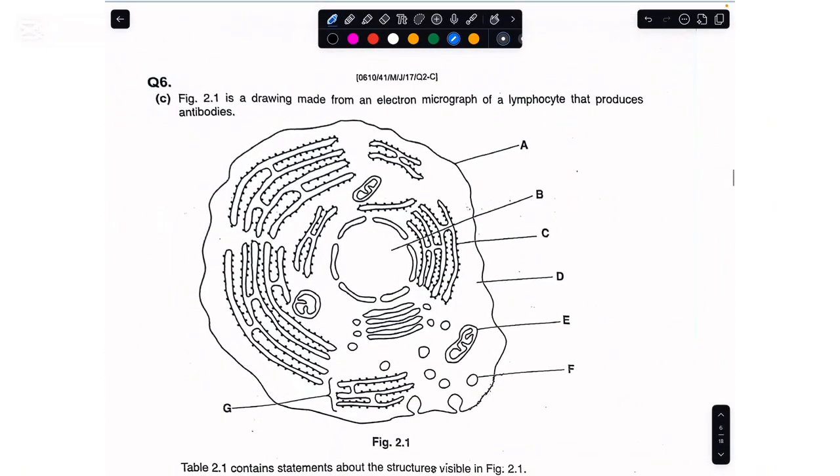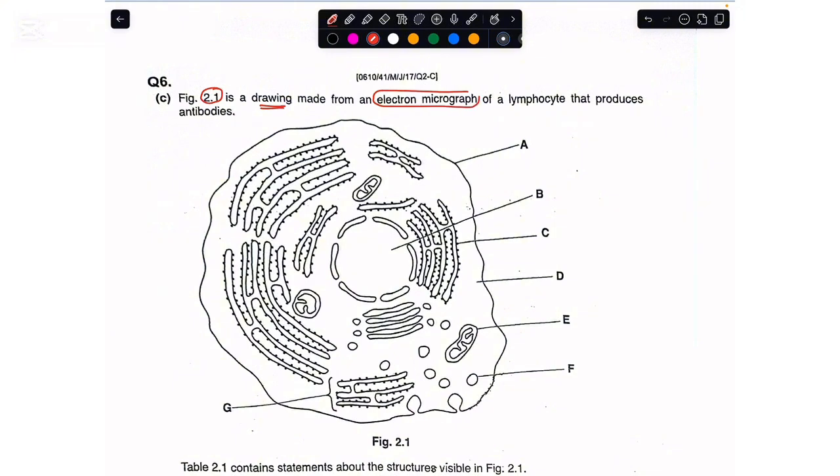Now, if I come on to question number 6 that we have here. This figure 2.1 is a drawing made from the electron micrograph of a cell, and that cell is a lymphocyte. A good thing about the lymphocyte is that it makes the antibodies. Now you know that there are pathogens in our external environment and they can enter our bodies. So my body has these lymphocytes and the phagocytes, and the lymphocytes would produce antibodies, and antibodies are proteins. These antibodies would provide protection against the pathogens.